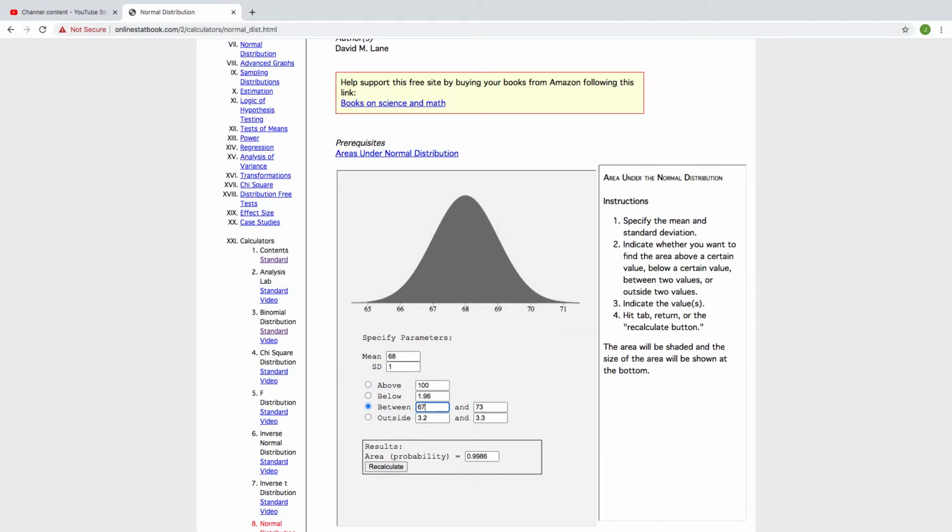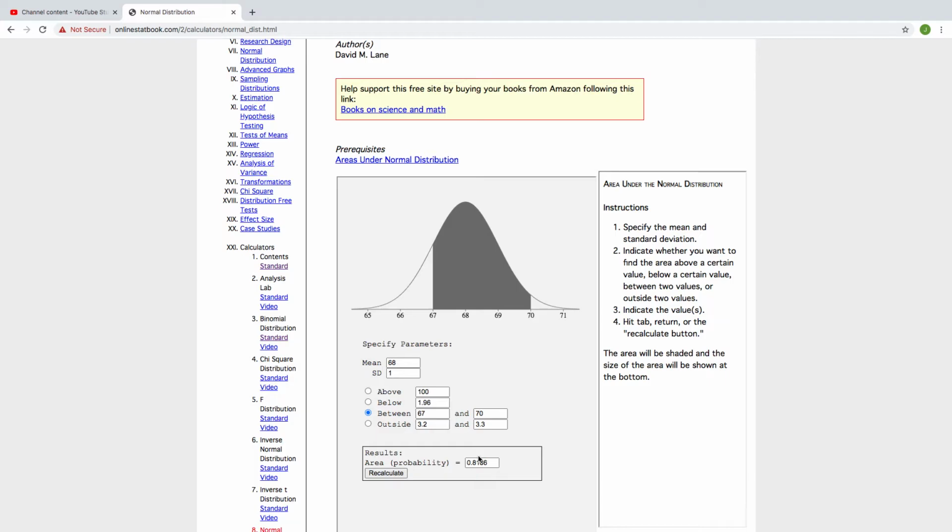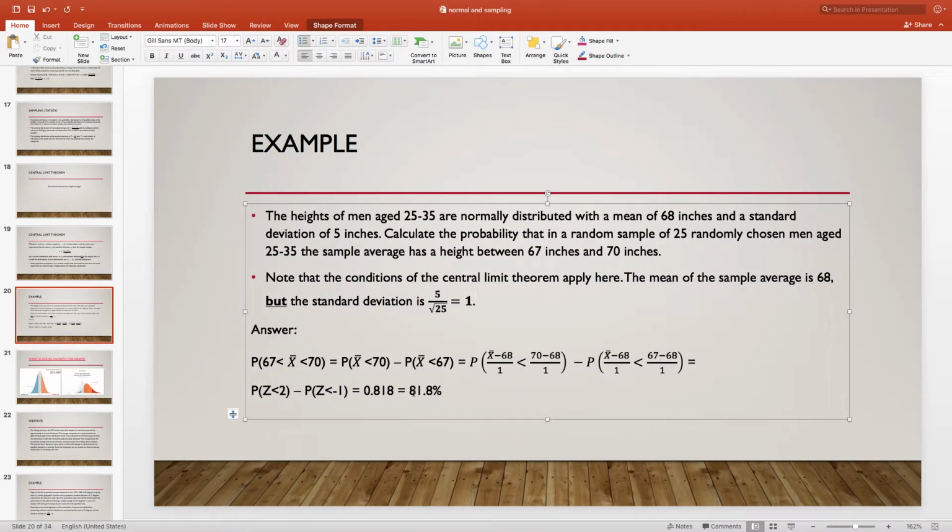So 67 and 70. Let's recalculate that. That's 81.8. And that's exactly the probability we have. So you can do the z-scores in the table, or you can use an online calculator.